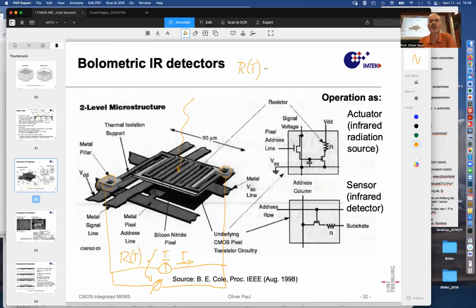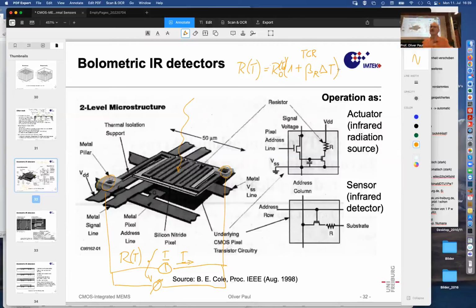is equal to R0 times 1 plus a temperature coefficient of resistance, TCR, beta, as it is sometimes called, or it's also called alpha, by some. I'll call it beta, and times delta T. So the resistance, this is the resistance at temperature T0, this R0. The resistance is changed because there is a delta T.